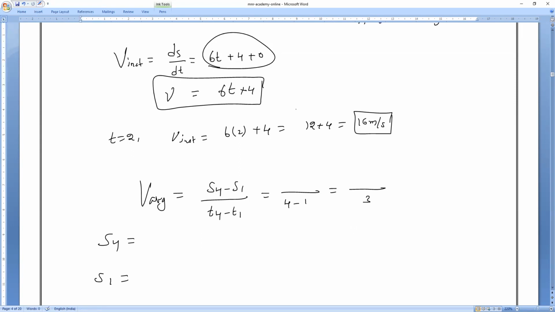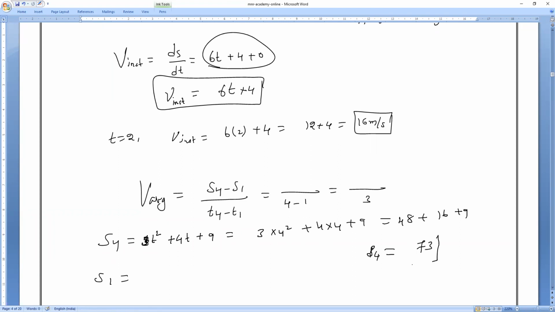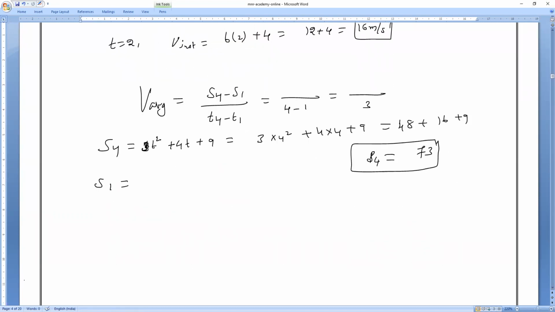Why? 6t plus 4 is actually the instantaneous velocity. It is not the distance. So what will S4 be? S4 is equal to 3t square plus 4t plus 9, which is 3 into 4 square plus 4 into 4 plus 9. Substituting, 3 into 16 is 48, plus 4 fours are 16, plus 9. So S4 is equal to 73. Understood? Next.